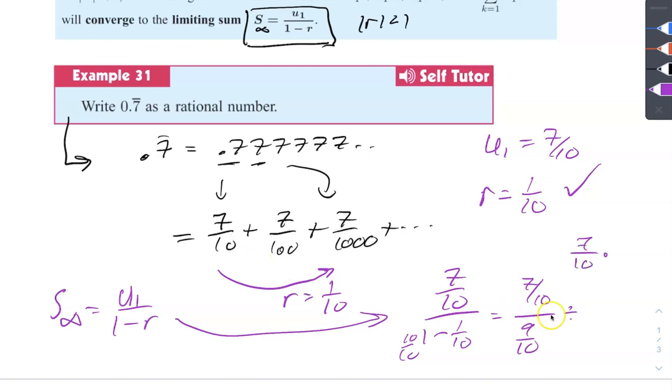Times the reciprocal of the denominator here. So multiply by the reciprocal. So 10 over 9. These cancel out and you get 7 over 9. So that's how you do it.